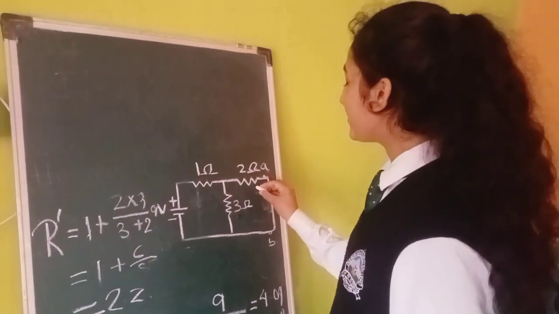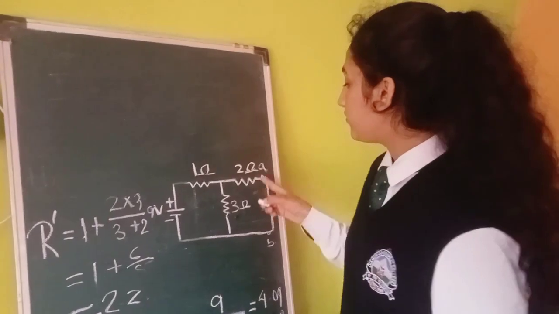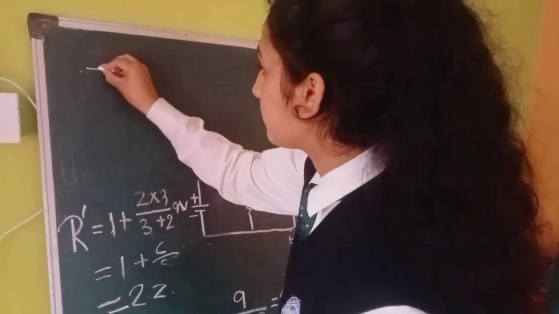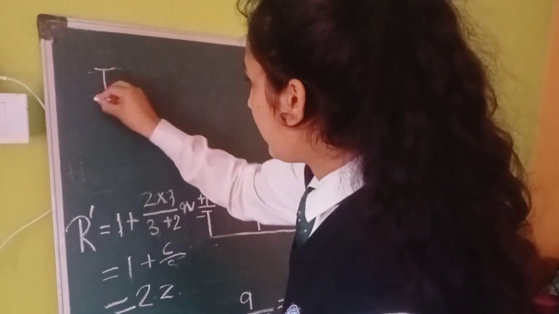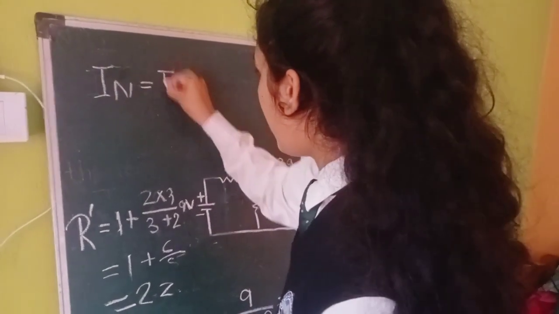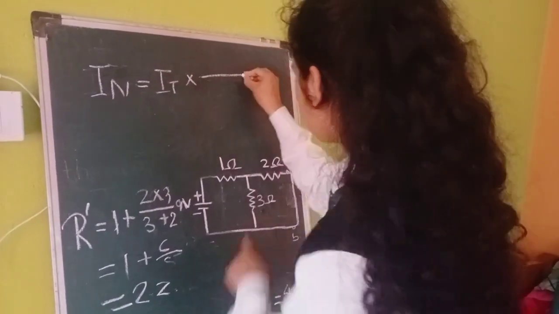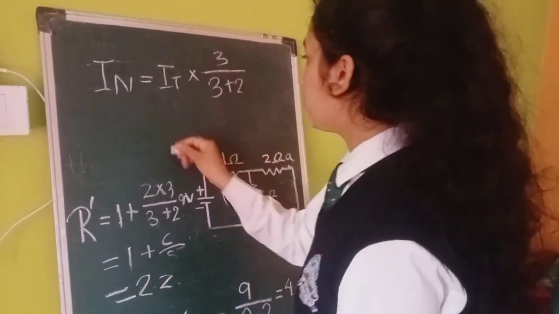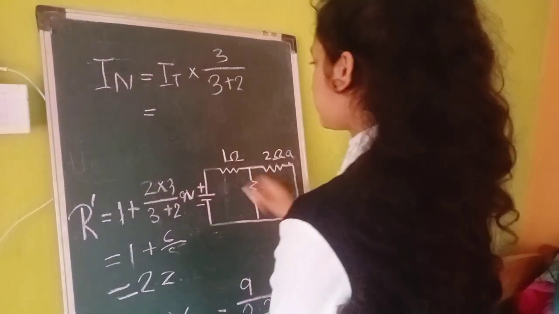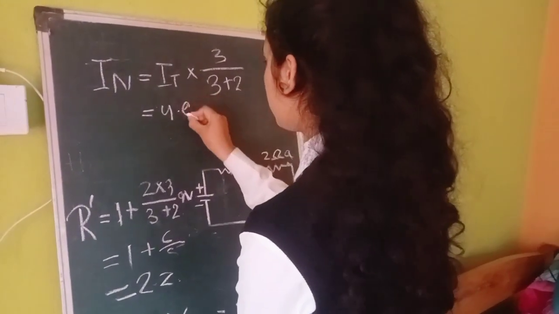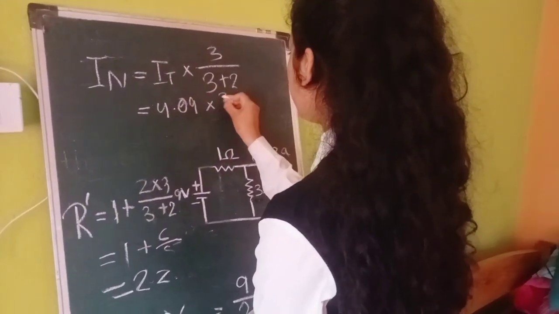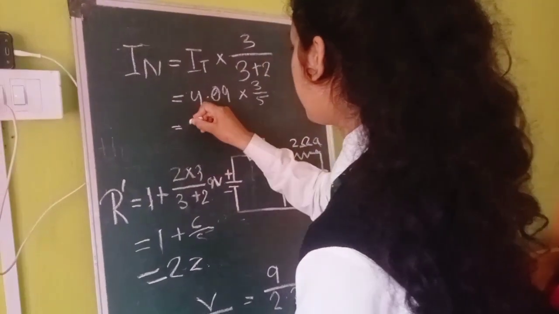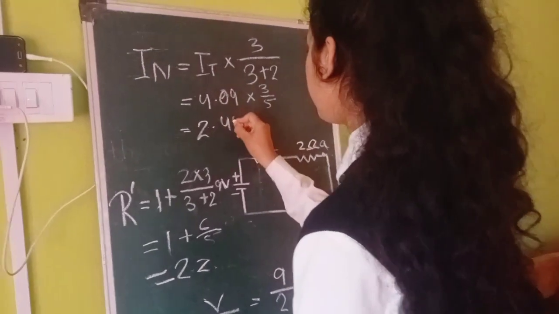So the current flowing through the 2 ohm resistor is given by applying the current division rule. That is, IN equals IT times 3 divided by 3 plus 2, which will be equal to 4.09 into 3 divided by 5. After solving this, we get the value as 2.454.